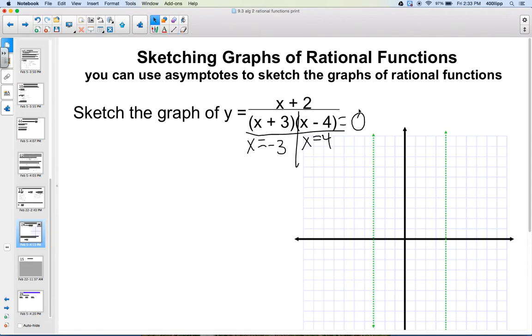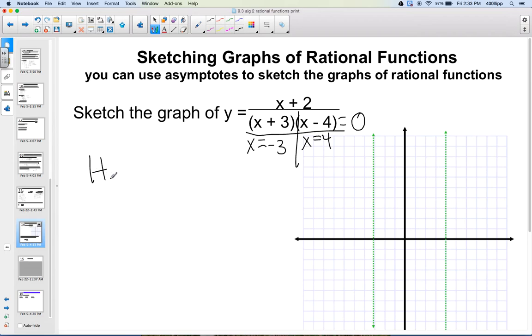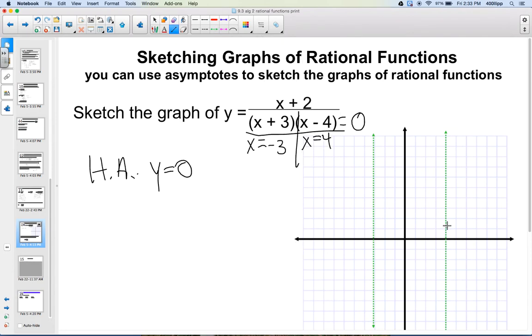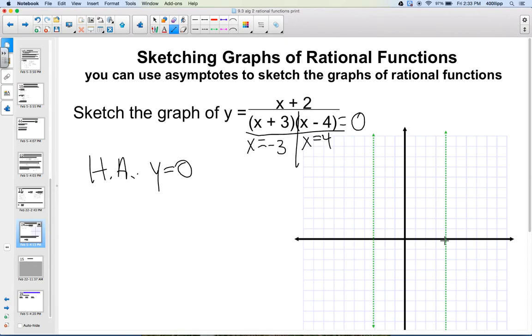And then we can look at the denominator, and we know that since the degree is bigger in the denominator, I'm going to have my horizontal asymptote as y equals 0. So we can graph that in also. That would be y equals 0. Make that one a little thicker so we can see it. There we go.